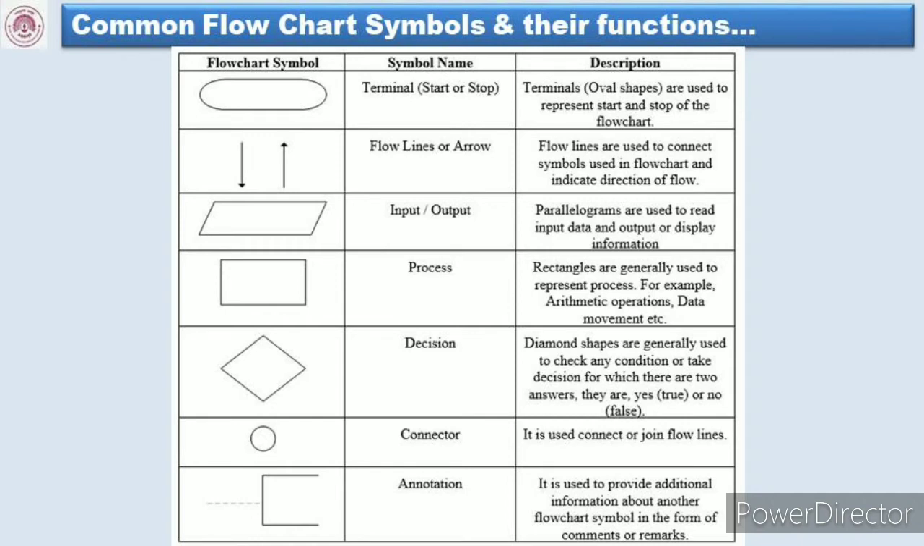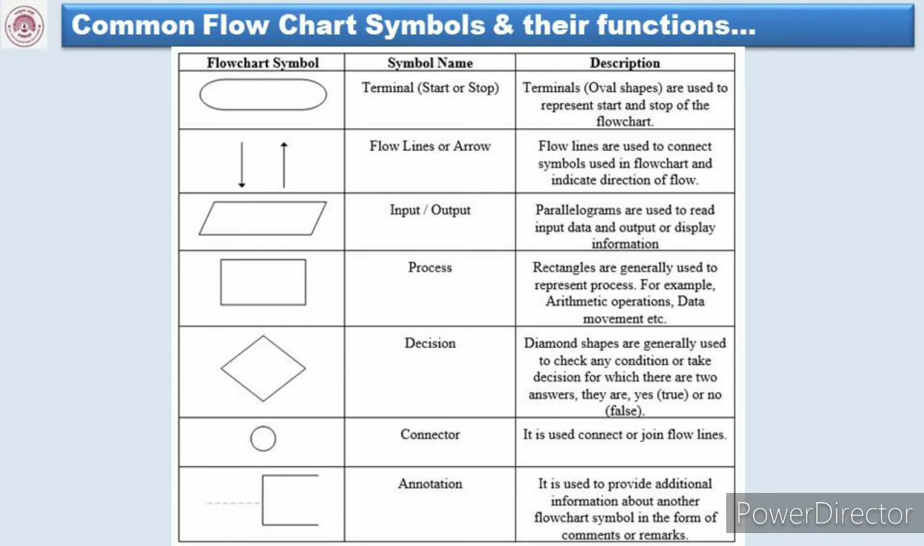Next is a parallelogram. Now parallelograms are used to read input data and output display information, also called input output. The next is a rectangle. Rectangles are generally used to represent process, for example, arithmetic operations, data movement, etc. So the symbol name is process.